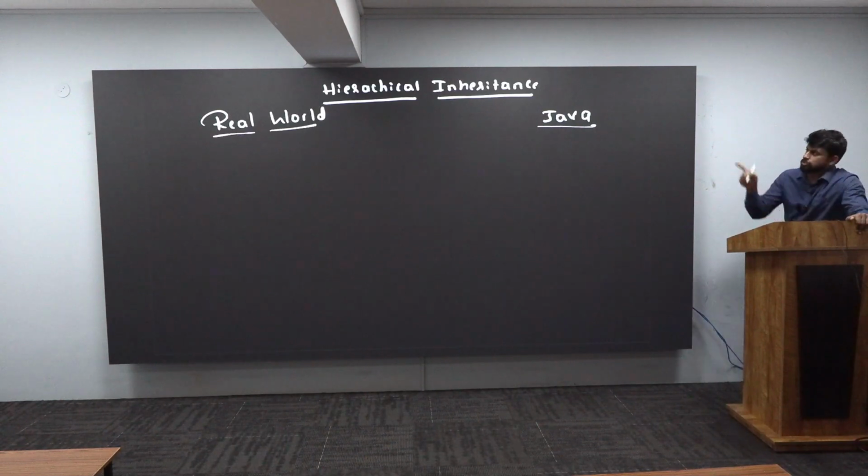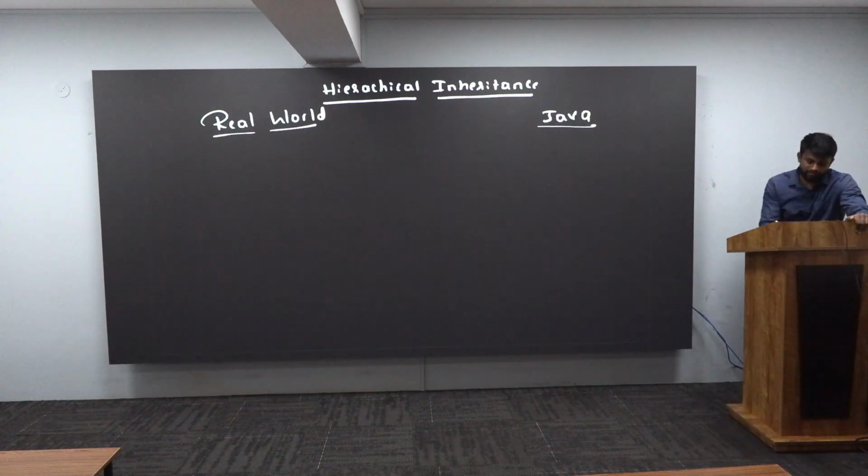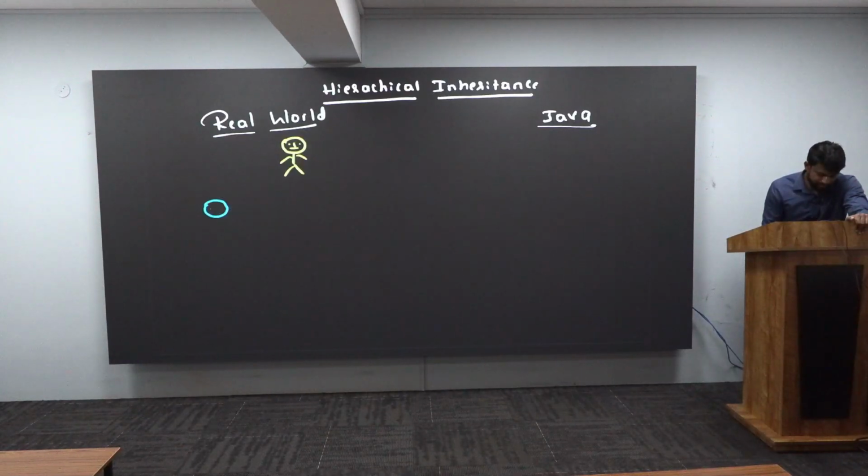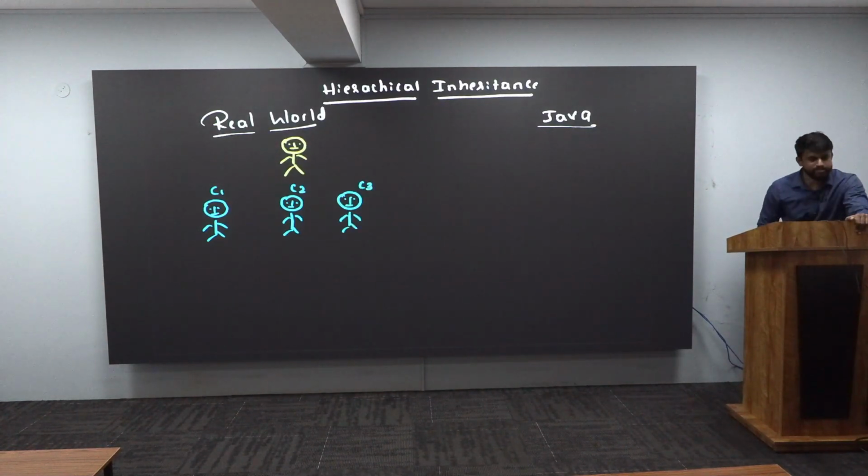Sir, in real world also this hierarchical inheritance is there. Let me show you. There is one parent giving birth to the first child. This is child 1. He will give birth to another child. The parent will again give birth to another child, like this. Like this, how many children the parent wants to produce? That many children she is producing, that the parent.